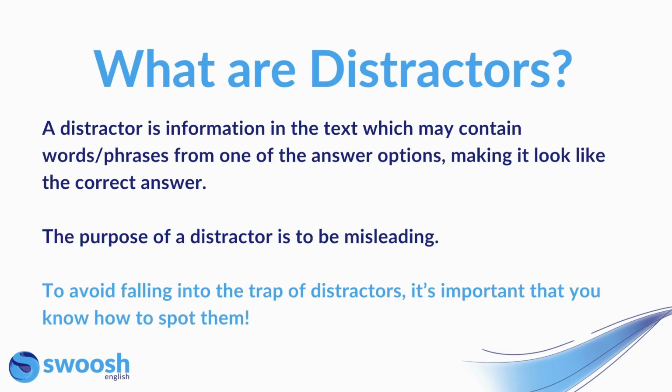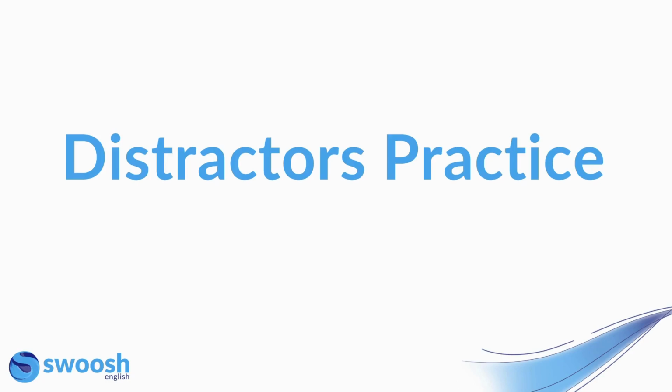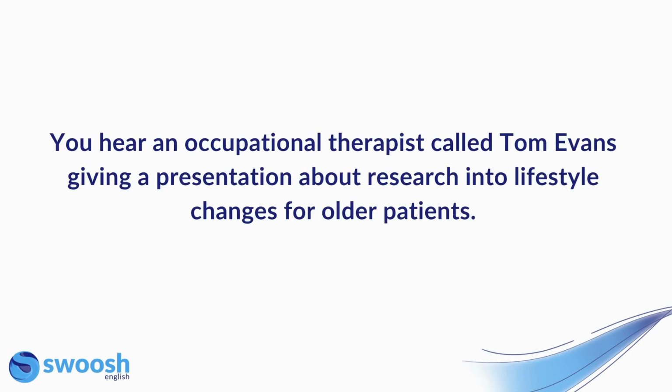And to avoid falling into this trap of distractors, it's really important that you know how to spot them. So we're going to do a few examples in this video to help you spot distractors. So let's do some practice here. I'm going to show you a few questions from a listening, but first, here is the context statement. So as you know, in listening Part C, you'll always have a statement like this, which tells you who you're going to listen to, what you're going to listen to, and what they're going to talk about. So you can see here that we're listening to an occupational therapist called Tom Evans. It's a presentation, and he's going to talk about research into lifestyle changes for older patients.